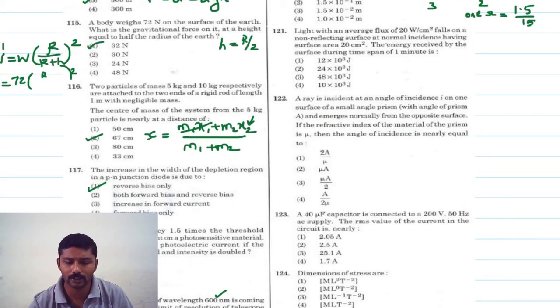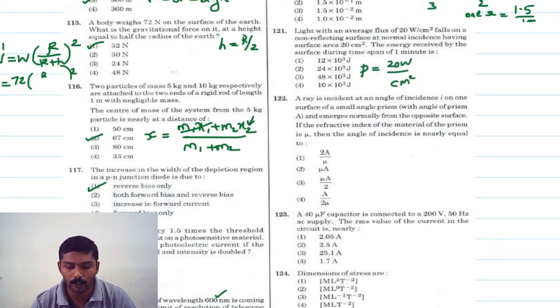121. Light with an average flux of 20 watts per centimeter square falls on a non-reflecting surface. Now the surface area is given as 20 centimeters square. The average flux is given, which means you can calculate the total power. Power is equal to 20 watts per centimeter square, multiplied by the area. What's the total area given? 20 centimeters square.